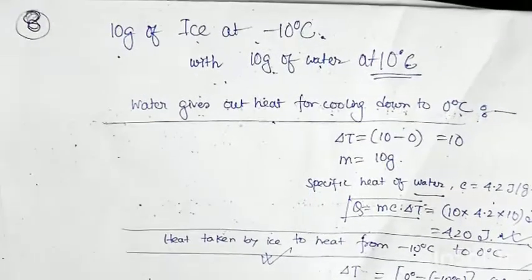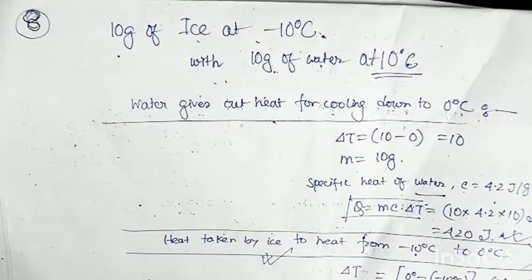The next numerical is question number 8. Quite simple. Find the result of mixing 10 gram of ice at minus 10 degrees centigrade with 10 gram of water at plus 10 degrees centigrade, where specific heat of ice, latent heat of ice, and heat capacity of water is given. So it's simple.